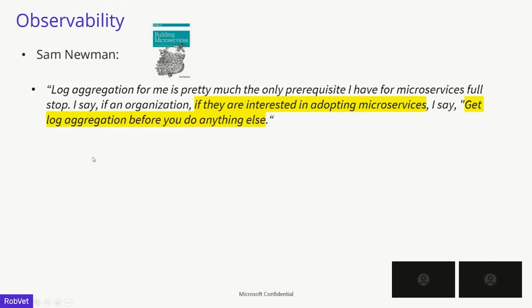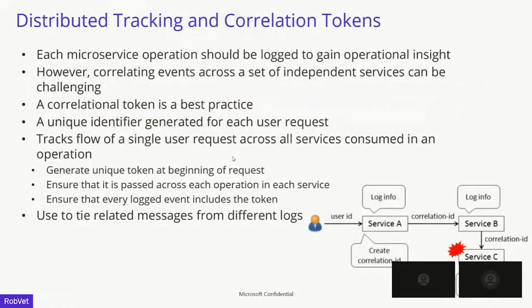It said, if you're interested in adopting microservices, get your logging, in this case your log aggregation, before you do anything else, because without that logging, you're running stuff in a containerized microservice, it's going to be very hard to see what's going on there. So again, the idea here is when you're running a microservice application, you need distributed tracing, distributed tracking, right?